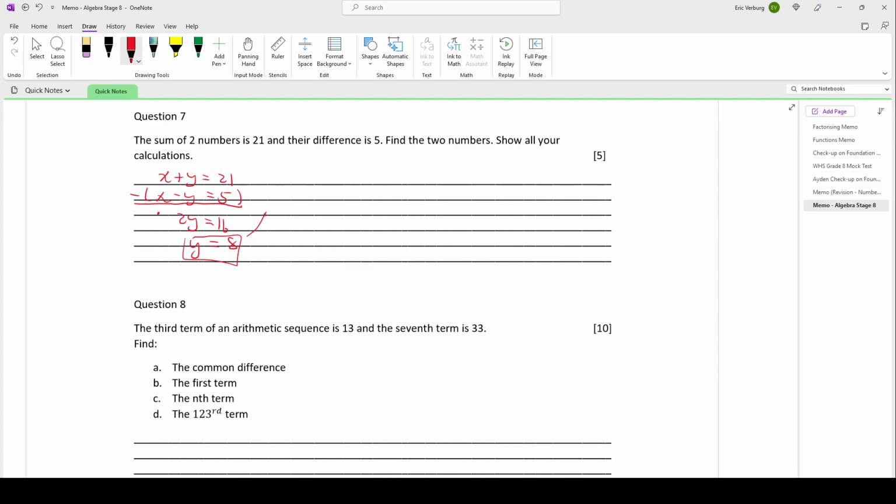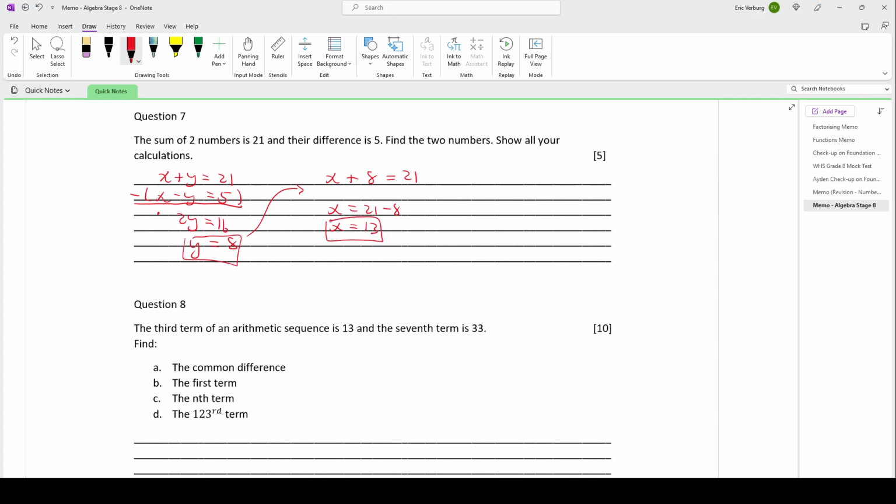Now to find the x, we can substitute this back into any one of these two equations. So I'm going to choose the top one. The top one says x plus y, but we already know that y is 8. So x plus y equals 21. And now the opposite of plus 8 is minus 8. So we just subtract 8 from both sides. And that'll give us x equals 21 minus 8 is 13.